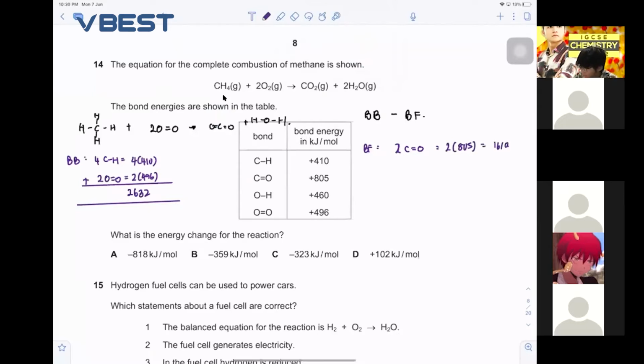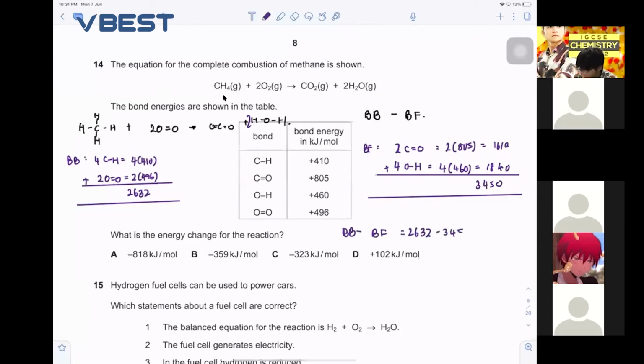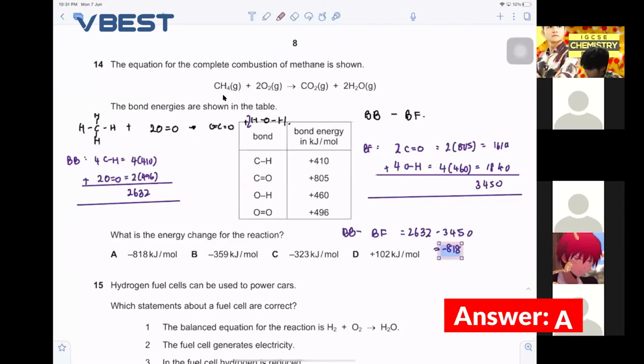1610. And 2 of this H2O, so 1, 2, 3, 4, so 4 of this O-H bond, and 4 multiplied by 460, 1840. Add them together, 1610 plus 1840, 3450. Using my formula BB minus BF, 2632 minus 3450, 808. That's it. Okay, nothing difficult, yeah.